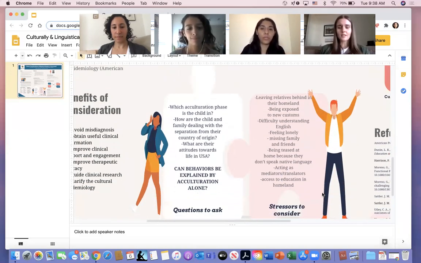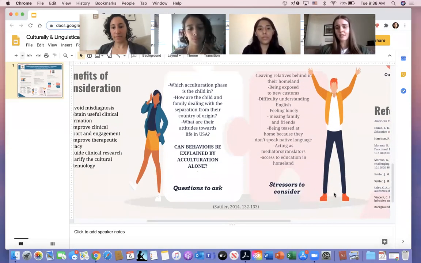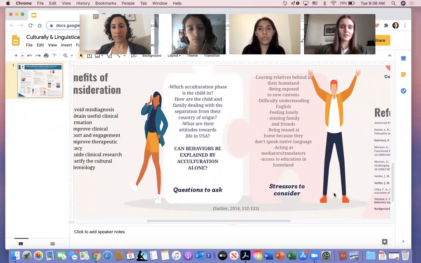Stressors that are associated with acculturation are pertinent to consider. For example, if the child is the sole translator for the family, is the anxiety that you might be seeing in an FBA or an assessment manifesting itself in maladaptivity, or is it due to just acculturation alone? So consider asking yourself, can the behavior that the child is exhibiting be explained by acculturation alone, or does this child need time to adapt to the culture, and is it truly time to intervene?